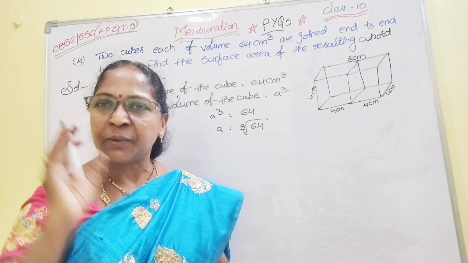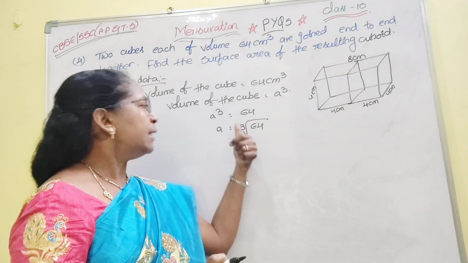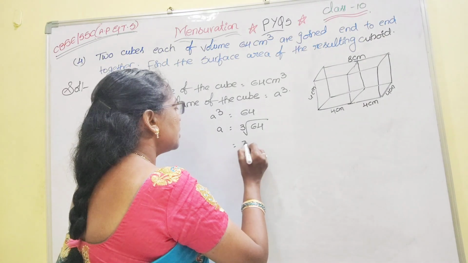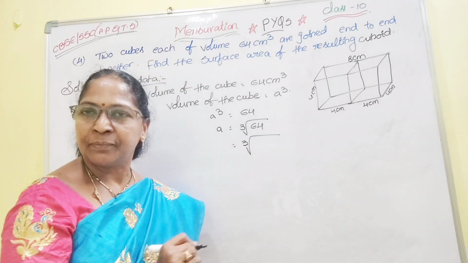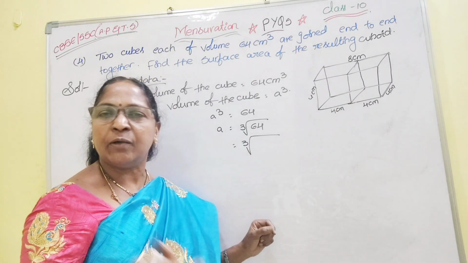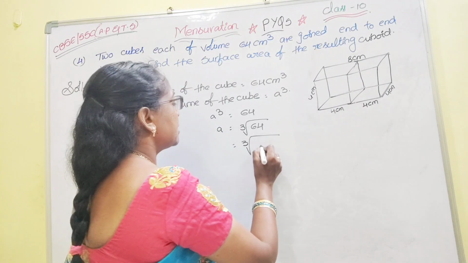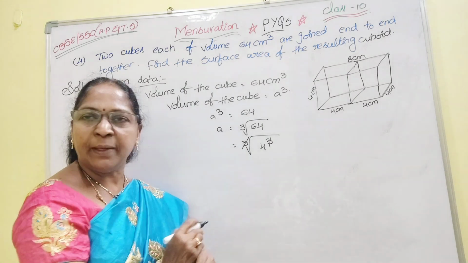Most of the students make a mistake in this. Don't do it like this. Cube is there, that is the cube root of 64. So cube root of 64 means you have to represent this 64 in the form of a cube. Then only the cube and cube root will both be cancelled. Where 4 cube equal to 64. If you know, directly you can write 4 cube equal to 64. That means this cube and cube root will be cancelled.